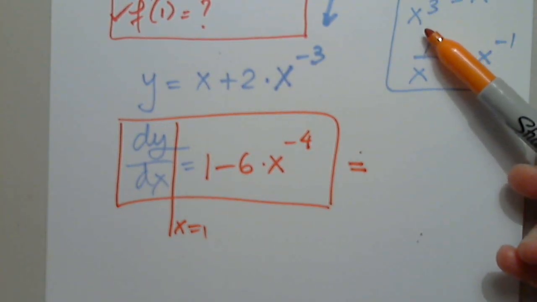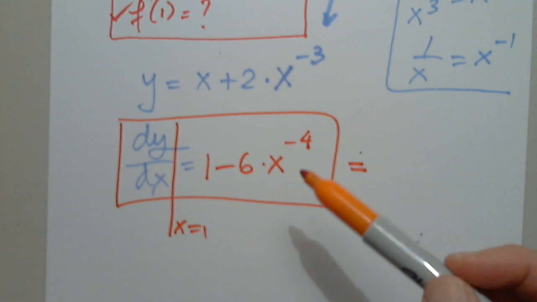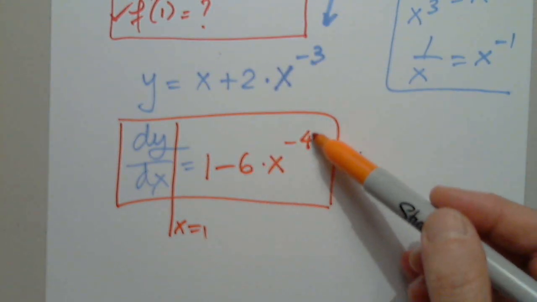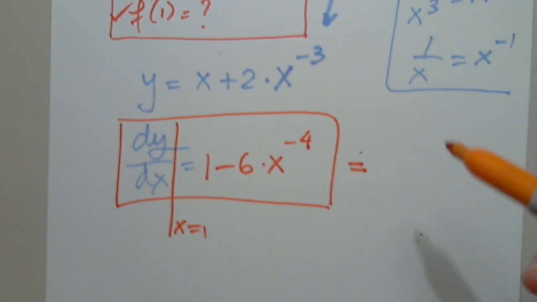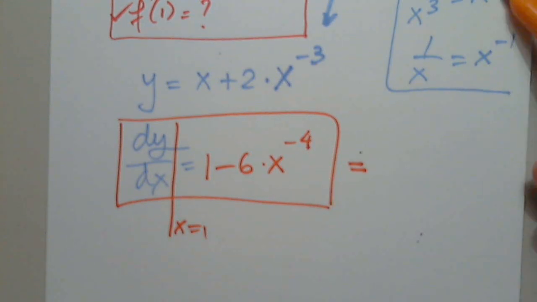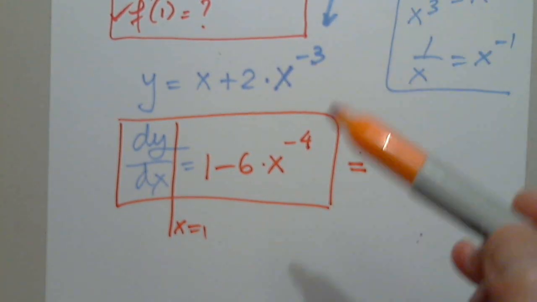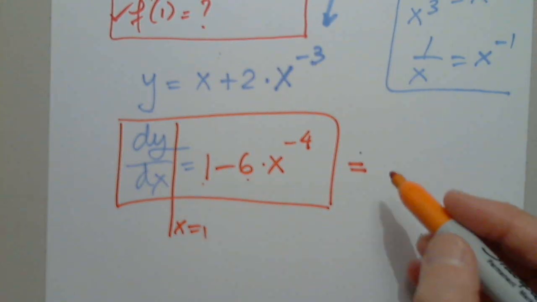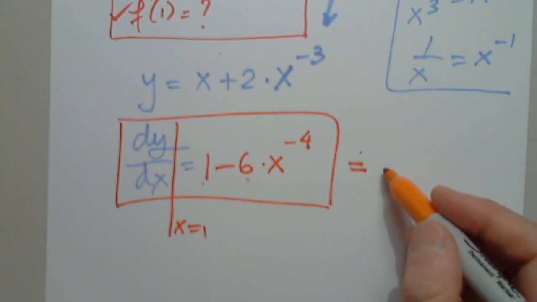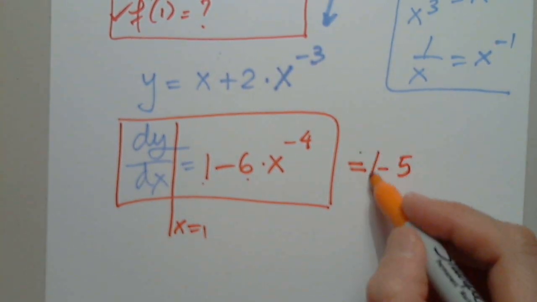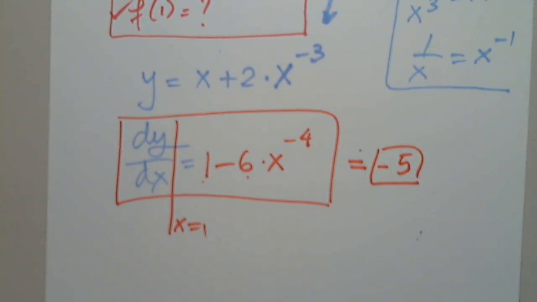It's 1 over x to the fourth, but it's 1 over 1. So the answer is 1. Right? X to negative 4 is 1 over x to the fourth, but when I plug in 1, I have 1 over 1. So how much is 1 minus 6? Negative 5. That's it. Awesome. So we are advancing.